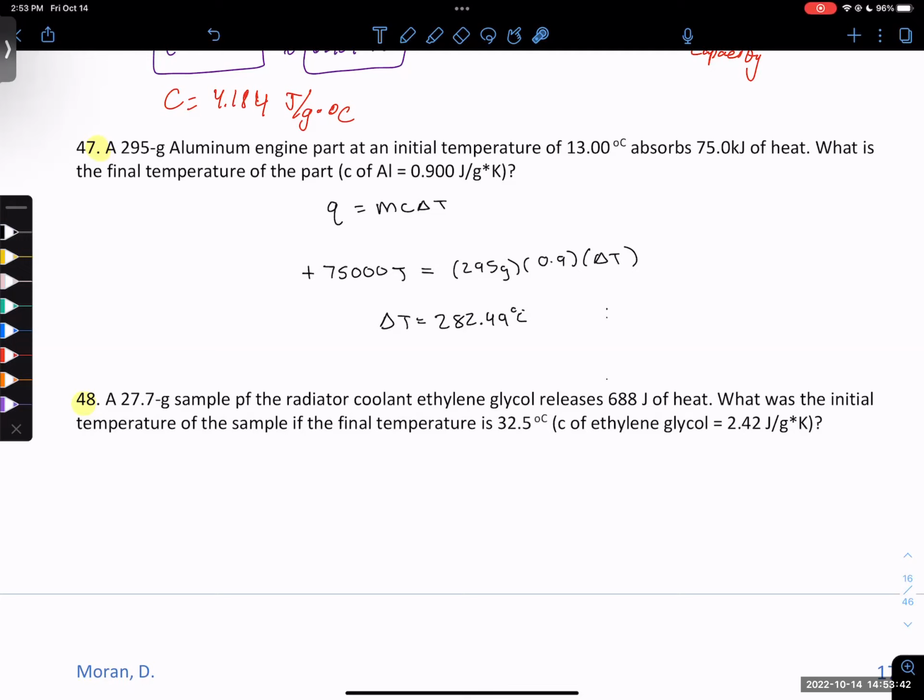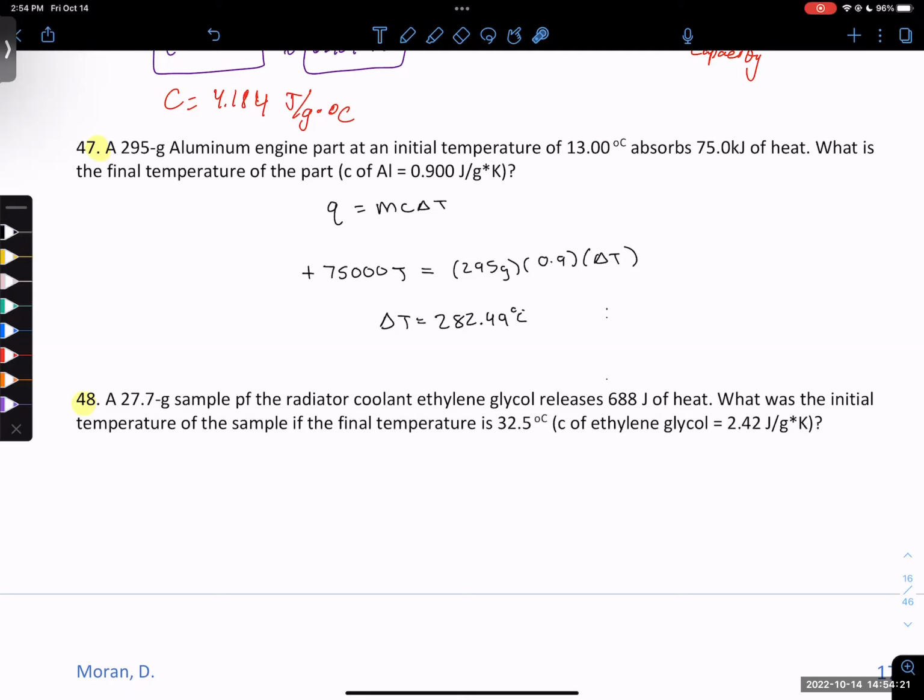Wait, but we're trying to find the final temperature. Would you have to convert the 13 degrees Celsius into Kelvin, or you just leave it like that? Probably, it shouldn't matter because the delta T is still the same thing. Couldn't you just add it at the end? Yeah, no, you don't have to. If it's asking for it in Kelvin, yes, but it just says what is the final temperature, and since it gave it to us in 13 degrees Celsius, I'm going to keep it in degrees Celsius.